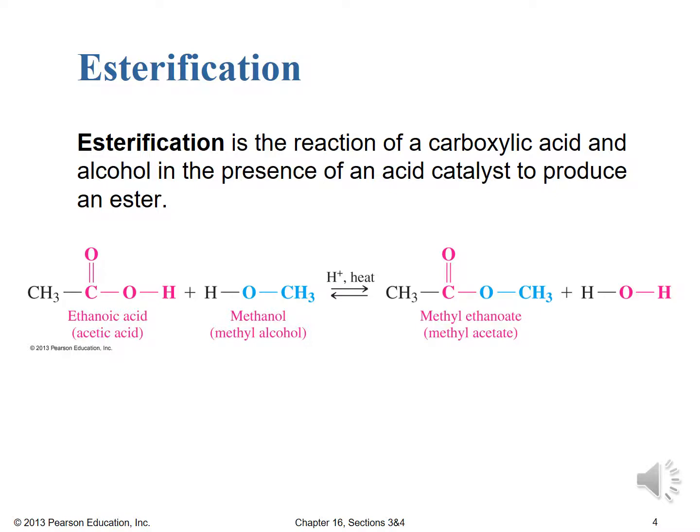Now, based on that chemical similarity, it makes sense that esterification is how we can build these esters from carboxylic acid. So esterification specifically is the reaction of a carboxylic acid and an alcohol in the presence of an acid catalyst to produce an ester. So if we look at this specific reaction, we take ethanoic acid or acetic acid and methanol or methyl alcohol. We heat them in the presence of an acid catalyst, and we generate methyl ethanoate or methyl acetate, depending on whether we're doing IUPAC or common naming, as well as water.